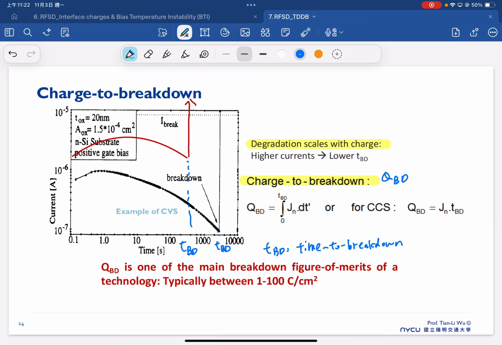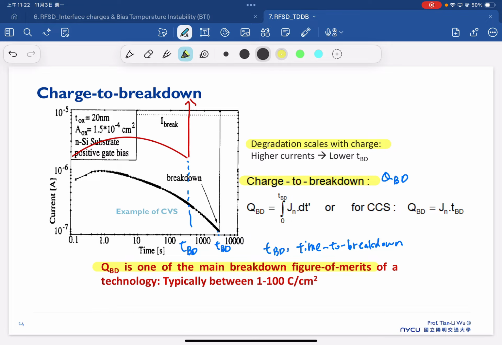So if you give a low bias, you have a longer time to reach the charge breakdown. If you have a high bias, you will have a shorter time to reach your charge breakdown. So in the end, QBD is one of the very important breakdown figures of merit to evaluate the dielectric. So we can simply calculate QBD to understand the dielectric robustness against TDDB reliability.